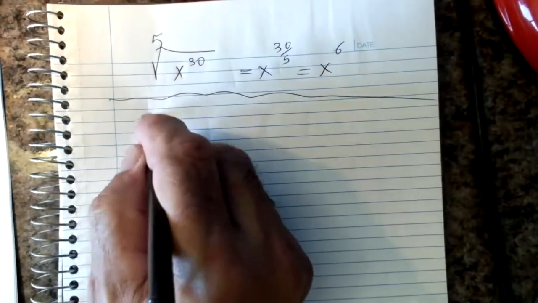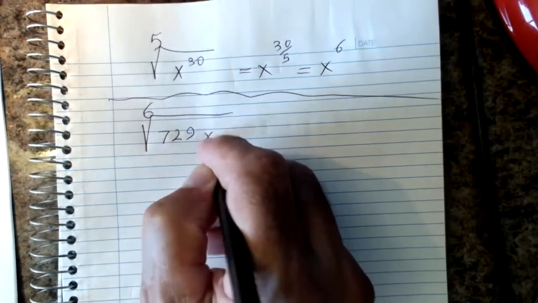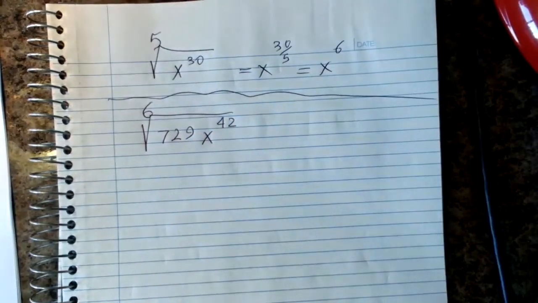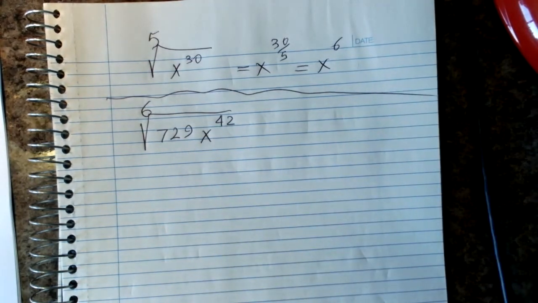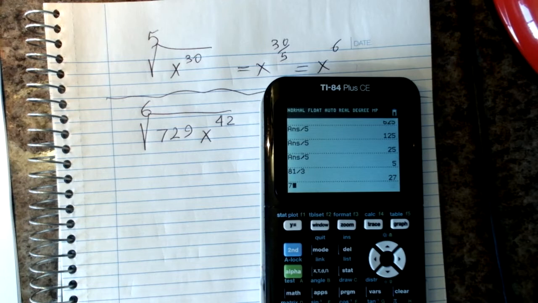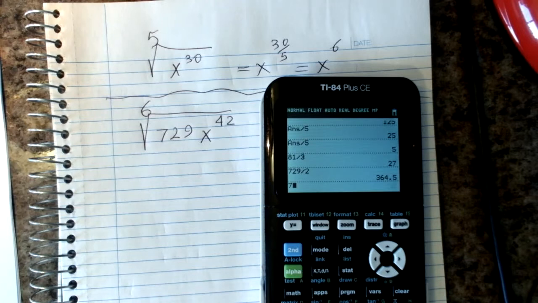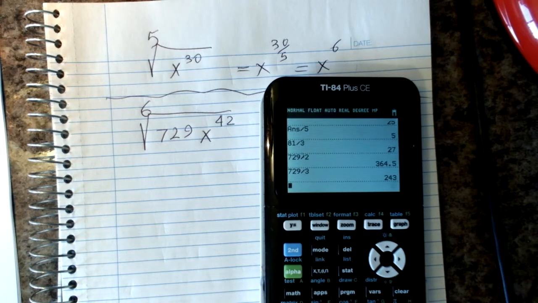I want to simplify that. Well, I need to break 729. Let's try 729 divided by 2. It doesn't work. Okay, but let's divide it by 3. Always 2 first, then 3, then 5. 729 divided by 3 is 243.